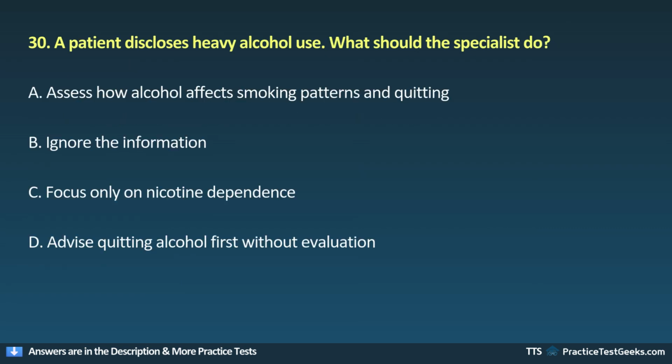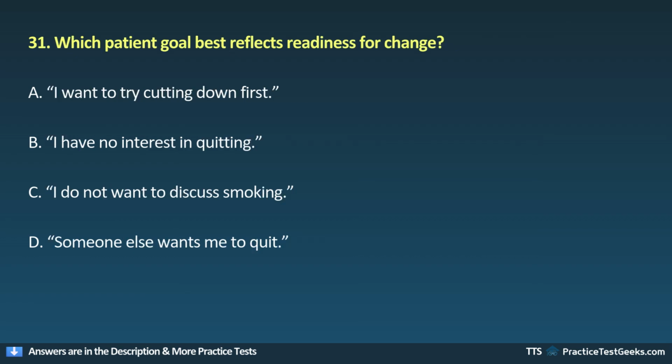30. A patient discloses heavy alcohol use. What should the specialist do? A. Assess how alcohol affects smoking patterns and quitting. B. Ignore the information. C. Focus only on nicotine dependence. D. Advise quitting alcohol first without evaluation.